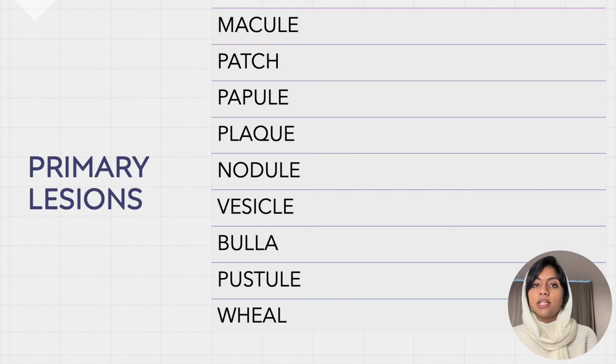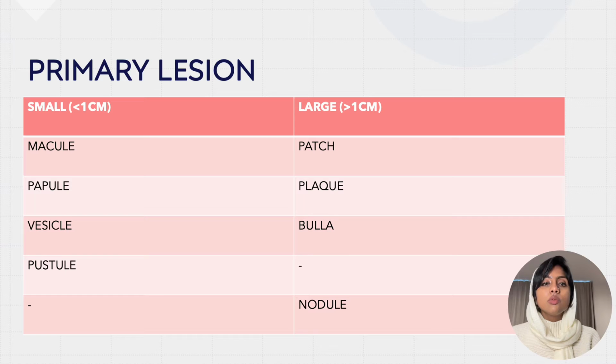One of the key characteristics is the size of the lesion. When you consider size, certain lesions, when less than 1 centimeter, you call by one name, and when more than 1 centimeter, which is larger, you call by a different name. For example, a macule is a lesion less than 1 centimeter. Now what's a macule? We'll see later. The same lesion, when it becomes more than 1 centimeter, you call a patch. Similarly, a papule is a lesion less than 1 centimeter. When it's more than 1 centimeter, you call it a plaque. Similarly, a vesicle becomes a bulla when it's larger.